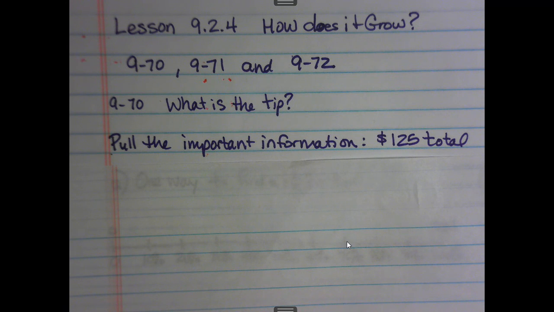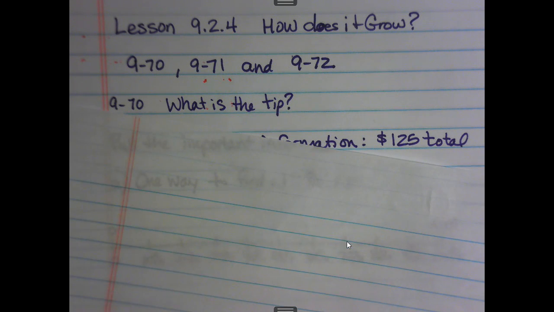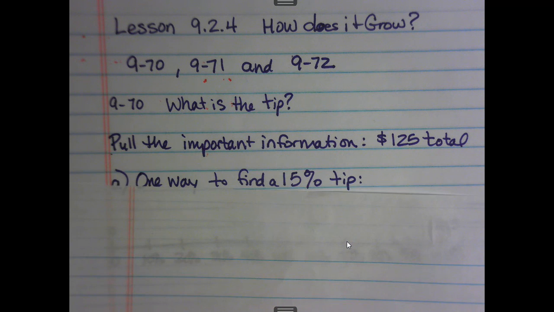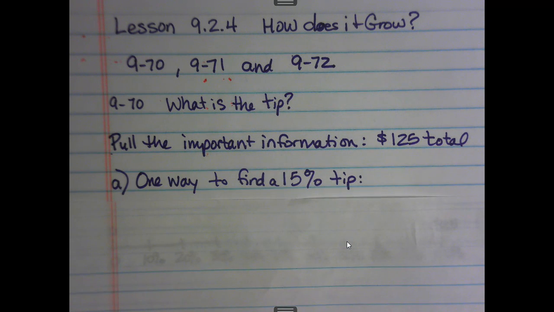I wrote down a little reminder here that I want to pull the important information. And after I read through the problem with Kendra and her friends, the bill that they had at the restaurant was $125 in total. The first part of this problem asks us to find a way, actually find 2 ways to figure out a 15% tip.